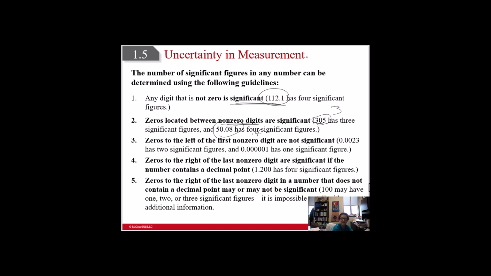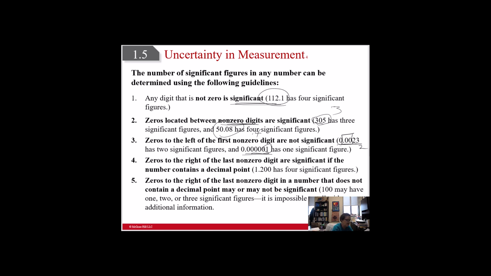Zeros to the left of the first non-zero digit are not significant. What does that mean? You have a number that's less than 1, and it's got a decimal. The zeros leading the number are not going to be significant, so it only has 2 that are significant. This number, 0.00001, has 1 significant figure, because all these others are just telling you how small that number is.